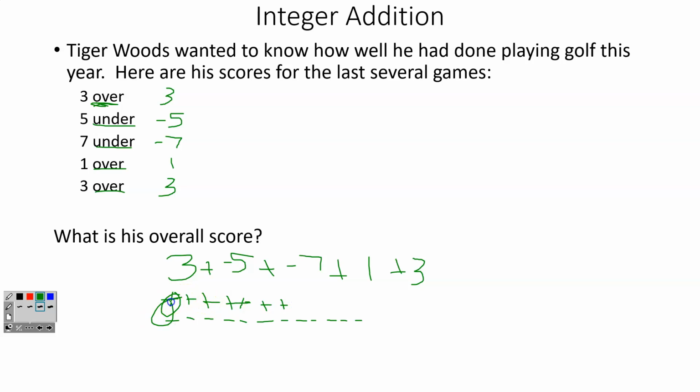There's a 0 pair, there's a 0 pair, there's a 0 pair. Go there, and there. And if I've done correctly, I should have 1, 2, 3, 4, 5 negatives. So then we would have an answer of a negative 5. You could say that he is 5 under. Any of those would be okay. So there you go.